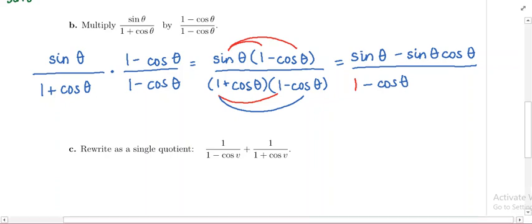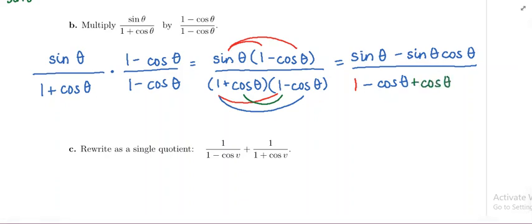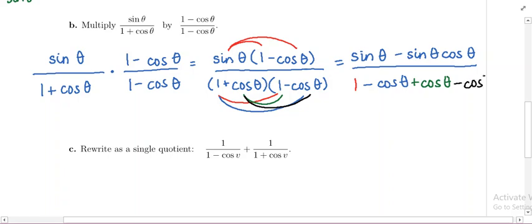Then you multiply the inner terms together: cosine theta times 1 gives you plus cosine of theta. And then you multiply the last terms together: cosine of theta times negative cosine of theta is minus cosine squared of theta. That is how you FOIL out the bottom. If you notice, in the denominator you end up with a minus cosine theta and a positive cosine theta. They cancel out, so the bottom is just going to be 1 minus the cosine squared of theta.